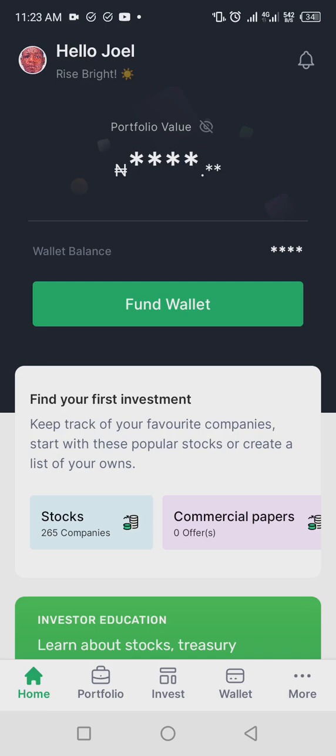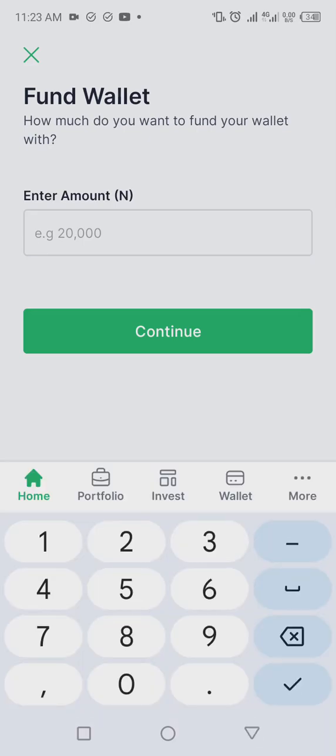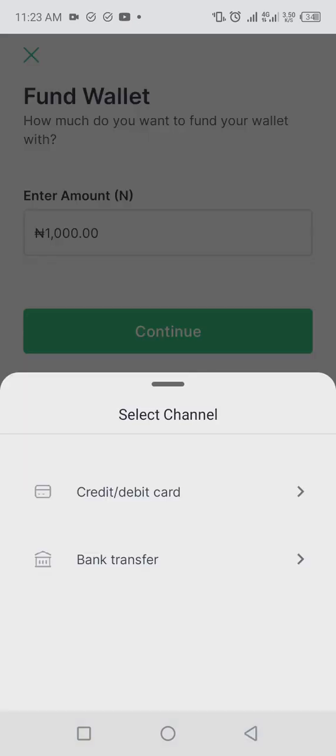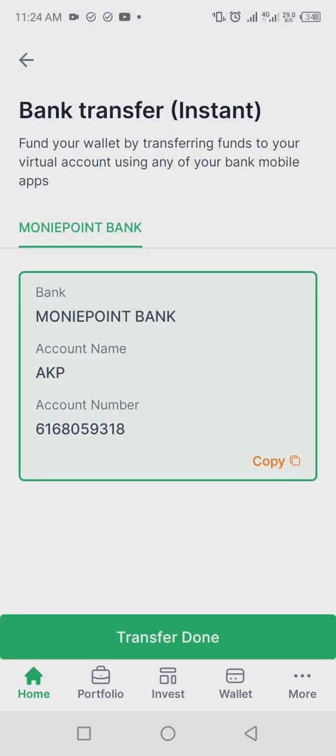Once you open the app, the first thing you will do is fund your wallet, just like we did in Trove. Very, very simple. How much do you want to fund? Their system is a little bit different from Trove. I can fund with a minimum of 1,000 naira. I can fund with either credit card or bank transfer. I love to use bank transfer, but I will not be funding, I just want to show you. They have a slight difference from Trove. They give me an account name and an account number.